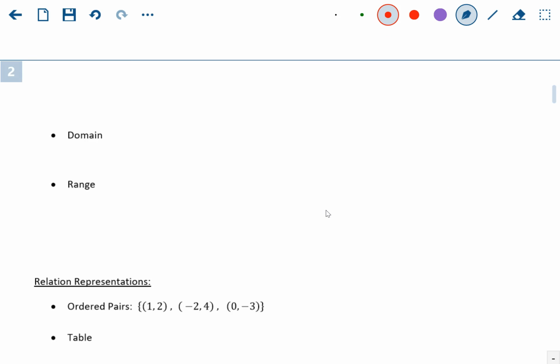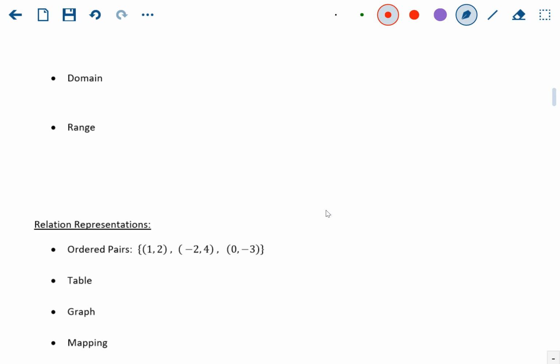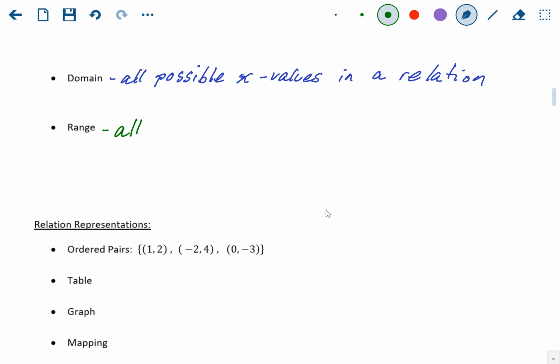These next two are very, very important for Algebra 1. Okay, domain and range. You might have done them in 8th grade, but it's very important for us this year. What the domain is, all possible x values in a relation. And the range, you might be able to guess, is all possible y values.